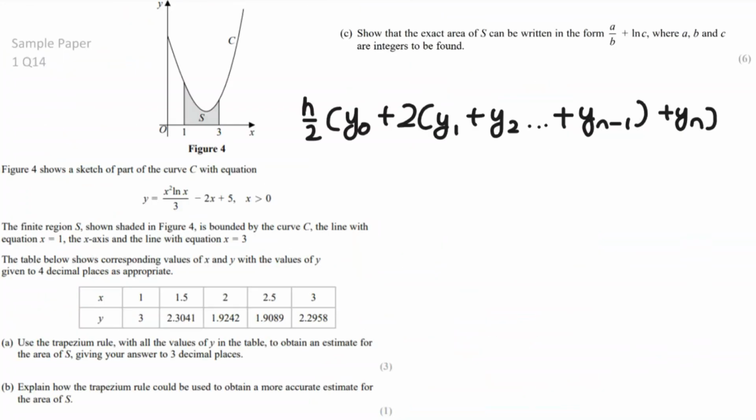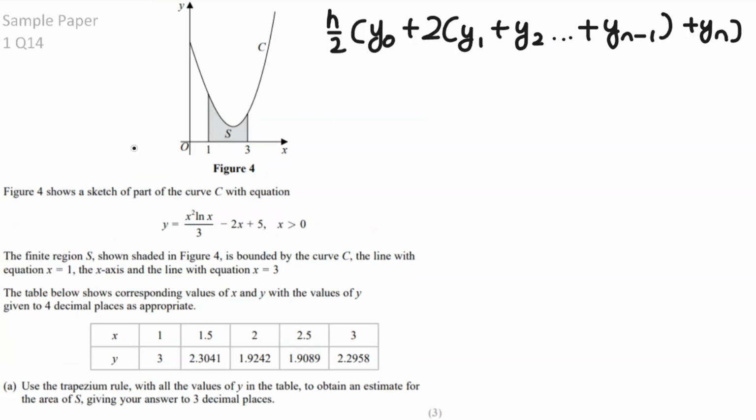Okay, so here's another past paper question on the trapezium rule. Okay, so for this question, we're shown this graph here, and this graph shows a sketch of this curve here. As I've said before with trapezium rule questions, this equation isn't actually that important. And we're told about the region S, which is this region here.